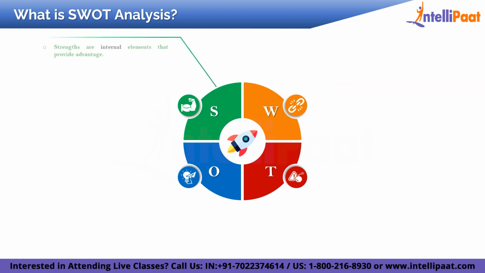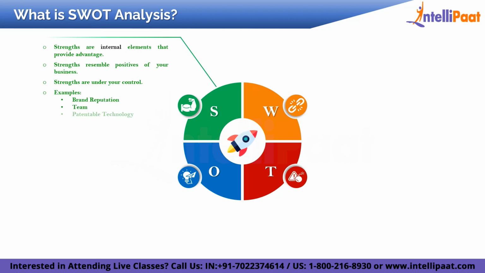Starting with strengths, these are internal elements or characteristics that provide an individual, team, or organization with a competitive advantage or a distinct advantage. These are things you excel in or advantages you have that help you achieve your goals. Strengths are frequently under your control, and they are what you use to capitalize on opportunities and offset shortcomings. A strong brand reputation, a trained team, efficient operations, patentable technology, or a dedicated consumer base are all examples of strengths.